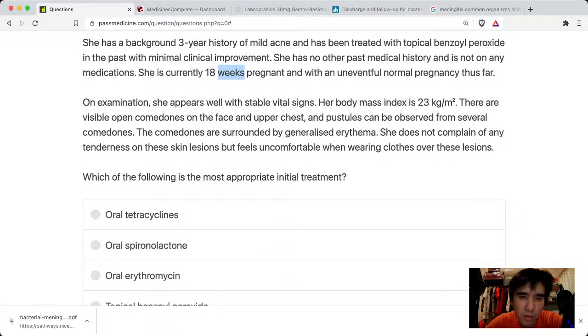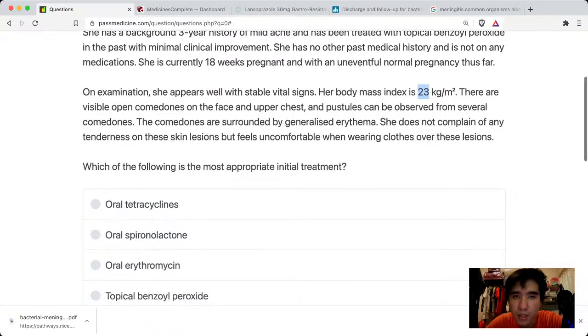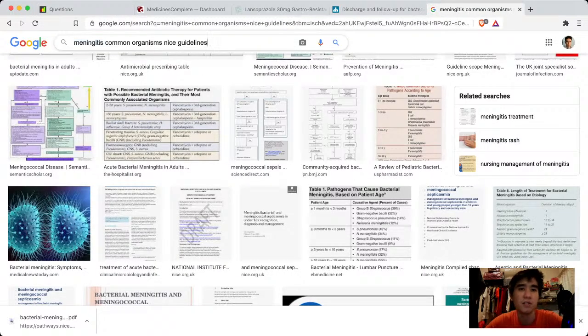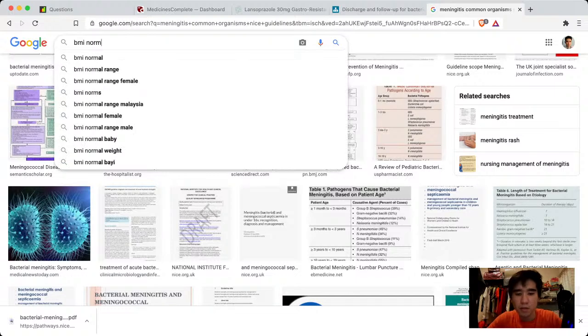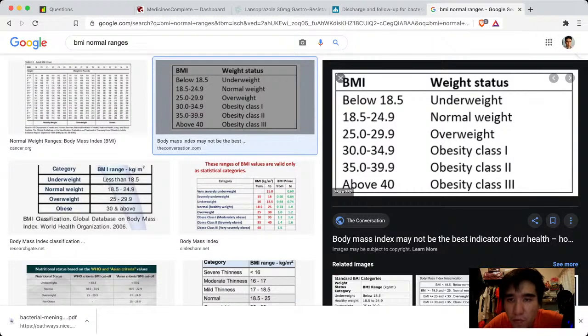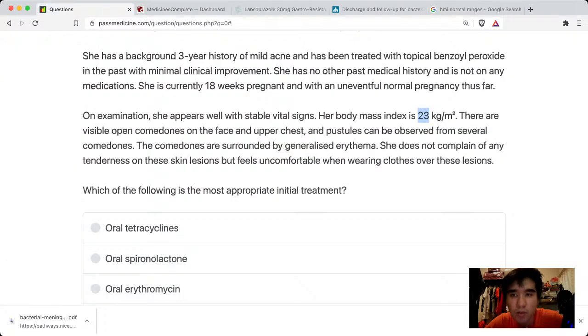On examination, she appears well with stable vital signs. Her body mass index is 23. Is that low? Normal. 18 to 25 is normal, right? BMI normal ranges: 18.5 to 25 is normal. Okay. Yes, 23 is normal.